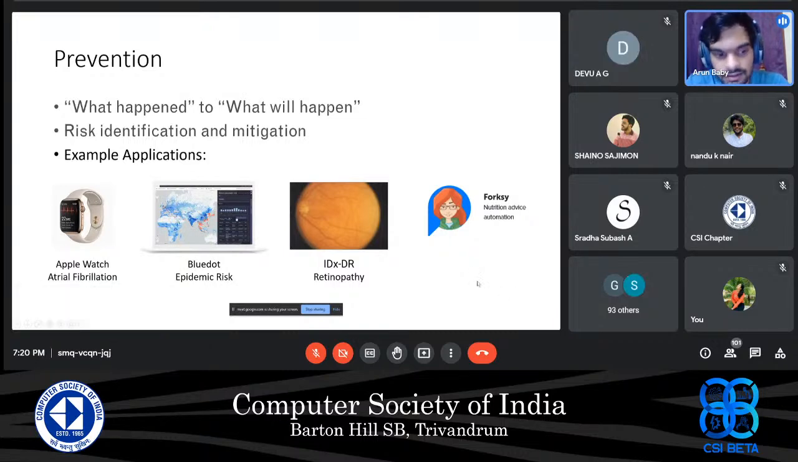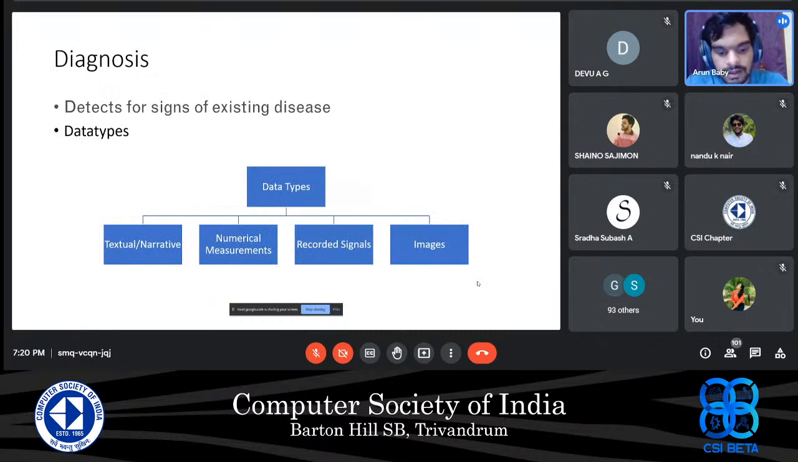And another example is Foxy, which is an AI-powered chatbot that will help you tweak your lifestyle and food intake to have a really nutritious diet and a healthy body. So we'll move on to the diagnosis part.